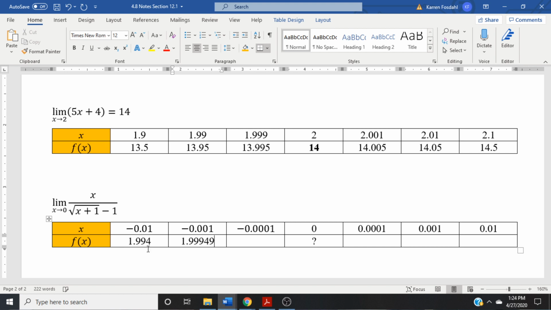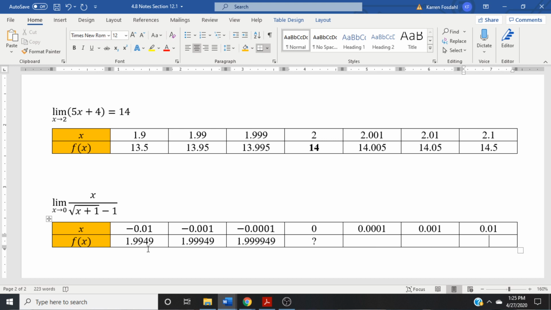And this one, plug in negative 0.0001 divided by the square root of negative 0.0001 plus 1, minus 1, which equals 1.99949.